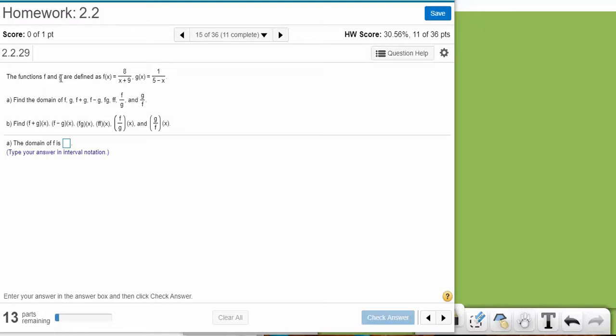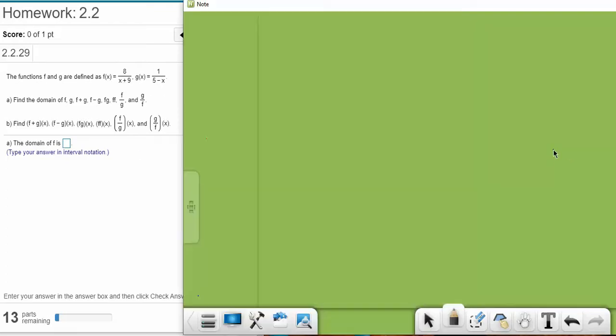2.2.29. The functions f and g are defined as f of x equals 8 over x plus 9 and g of x equals 1 over 5 minus x. Okay, so the domain of f: if you have a rational expression, or rational function, this is defined for all numbers of x except whatever makes the denominator equal to 0. So you got to throw that out.